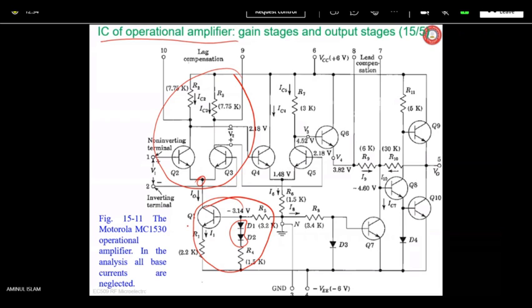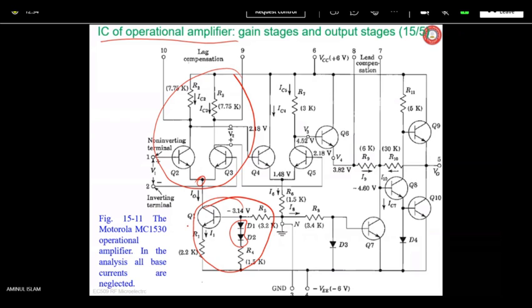Now open loop voltage gain. The differential gain AD equals to AD1 is given by this equation. VO by VS. AD equals to VO by VS equals to half HFE RC by RE plus HI. This equation we have seen earlier. If you go back, 15 dash 14, we have seen already. Just let us look back. 15 dash 14 is here.